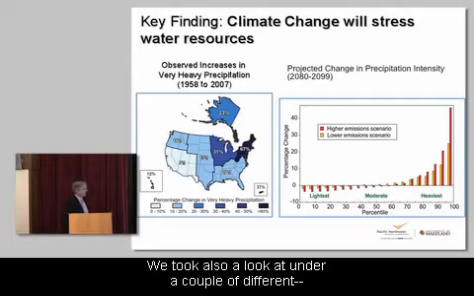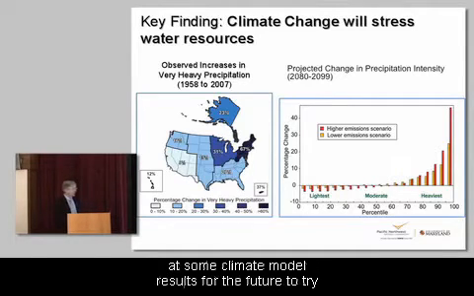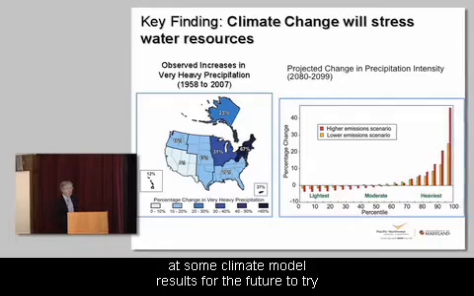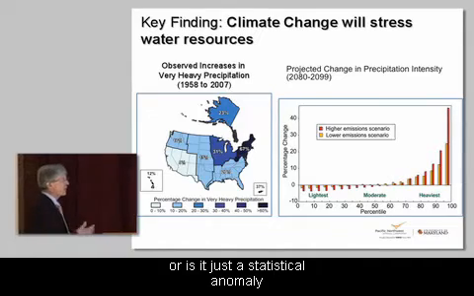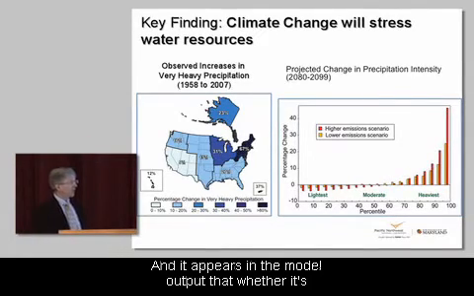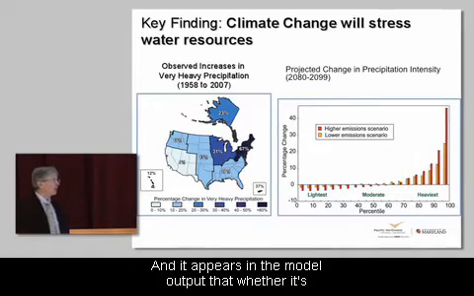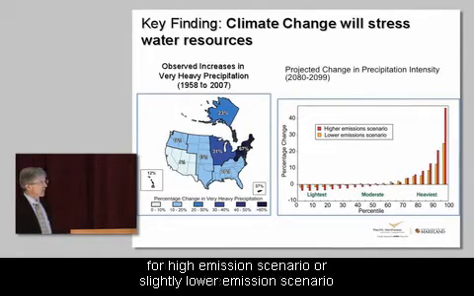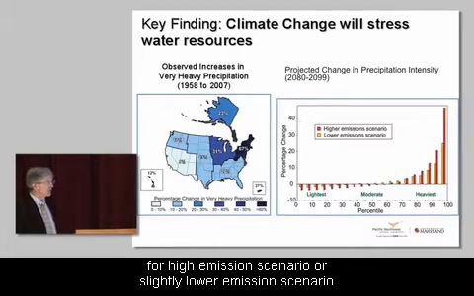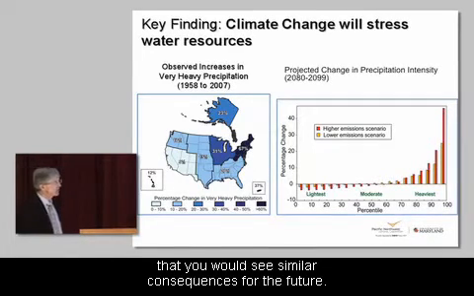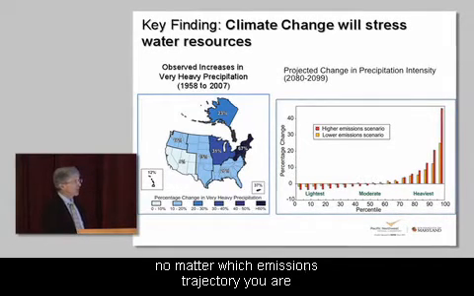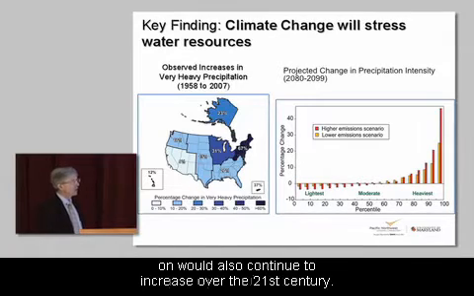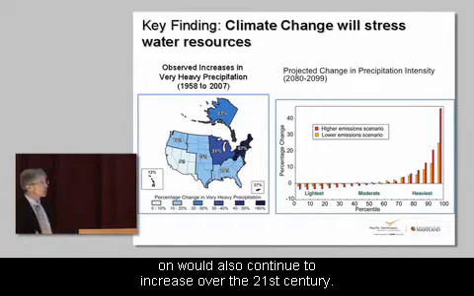We took also a look at some climate model results for the future to try to understand, is this trend likely to continue, or is it just a statistical anomaly of the past 50 years or so? And it appears in the model output that whether it's for a high emission scenario or a slightly lower emission scenario, you would see similar consequences for the future, that the heaviest downpours, no matter which emissions trajectory you are on, would also continue to increase over the 21st century.